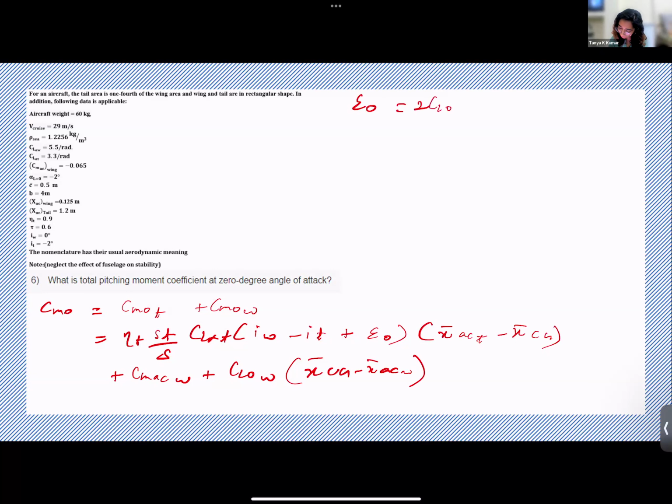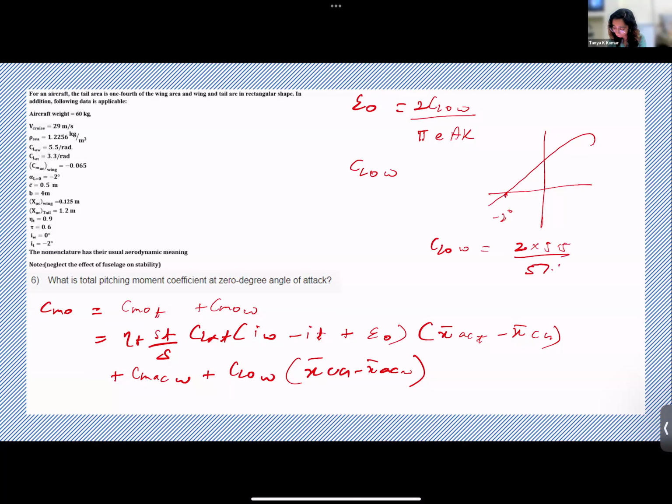That is 2 CL naught of the wing by pi E AR. AR we had calculated previously. CL naught of the wing, you draw the lift curve slope and you should be able to find out, right? So this is given to you as minus 2 degrees. CL alpha of the wing is 5.5. So CL naught wing is, what does CL naught wing be? So 2 into 5.5 and it is in per radian. So you have to divide it by 57.3. So that's that. All the other quantities are given to you in the question directly and you can solve it.